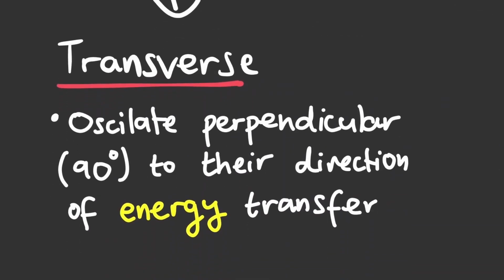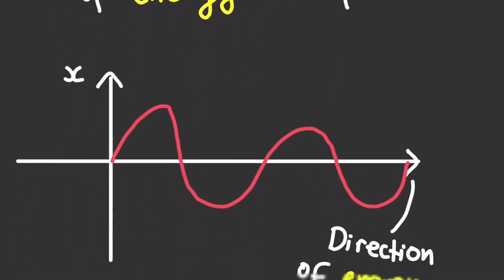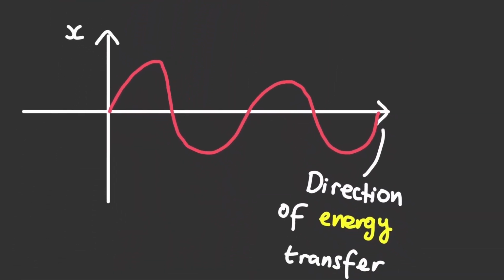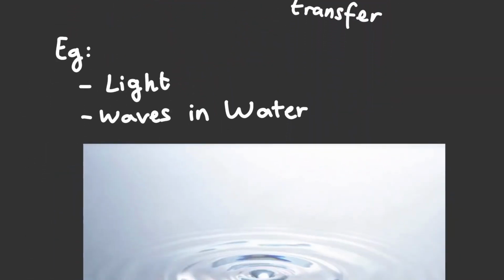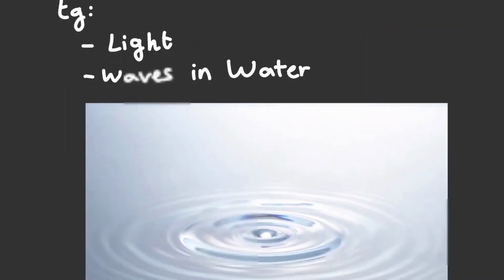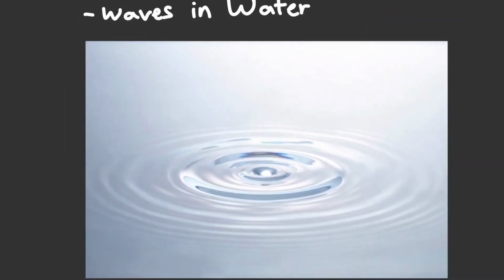So transverse waves are waves that oscillate perpendicularly, or 90 degrees, to their direction of energy transfer. As you can see from this diagram, the wave is oscillating perpendicularly to its direction of energy transfer, where x is the displacement. We're going to talk more about the properties of waves later. So some examples of transverse waves are light and waves in water, like this ripple effect shown, which resembles a transverse wave.